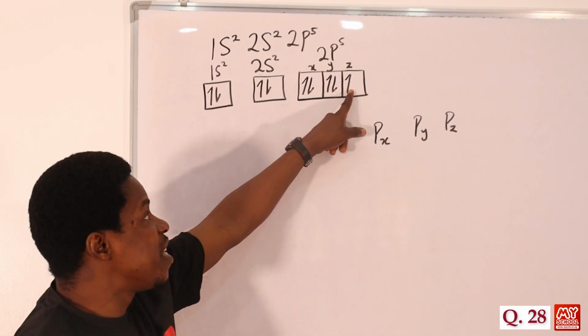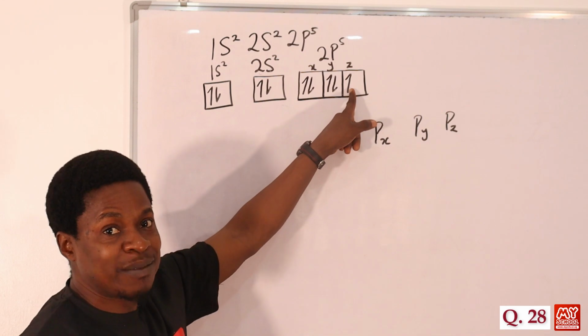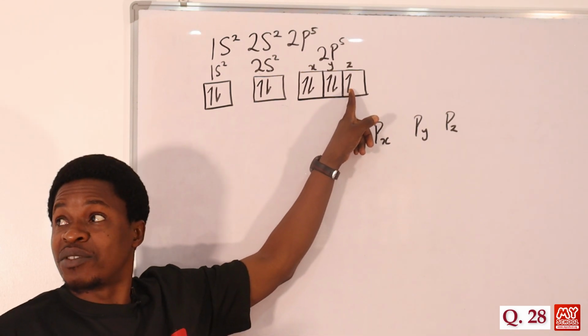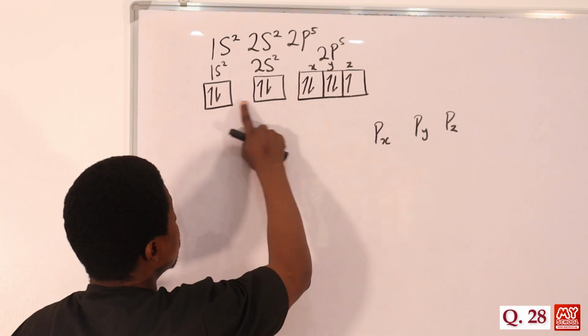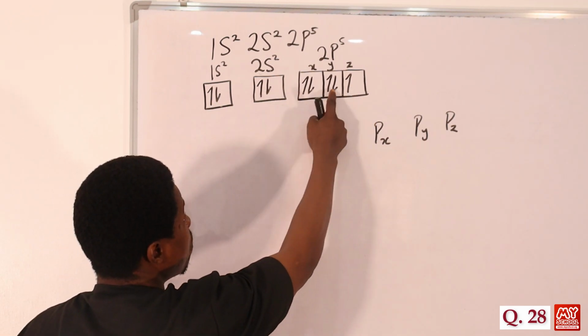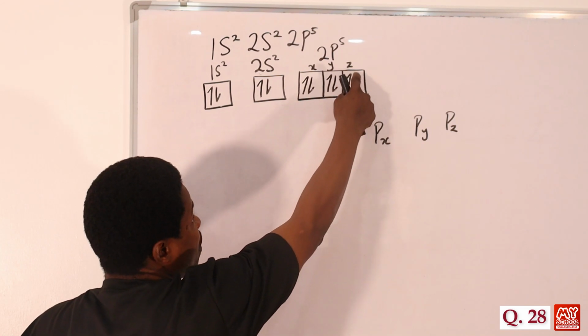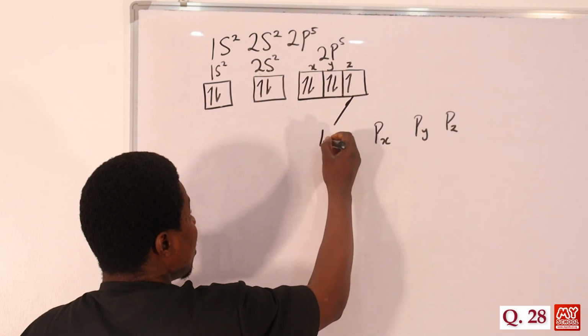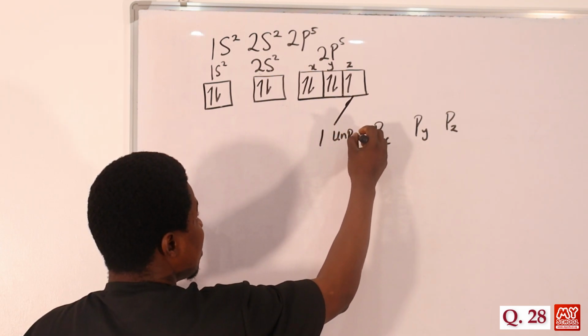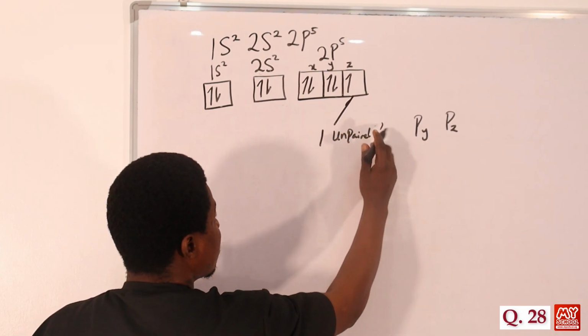Okay, so we have only one of these now that is unpaired, because the question says, say how many unpaired electrons are there. So this one is paired, there are 2 paired. So we have only one of this that is not paired. So we have just one unpaired electron.